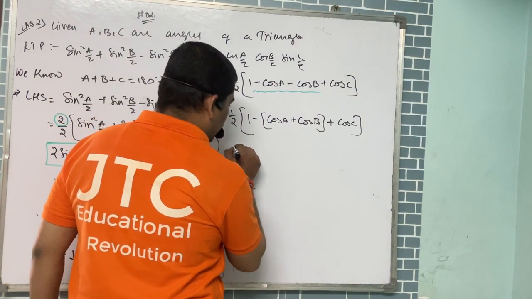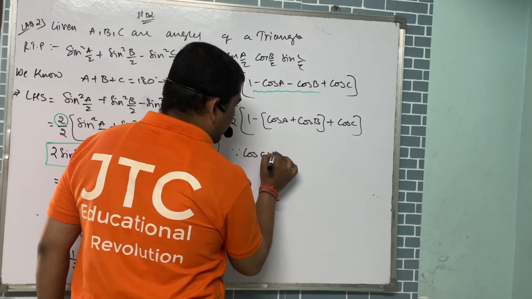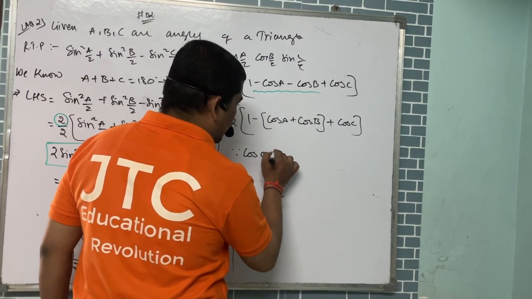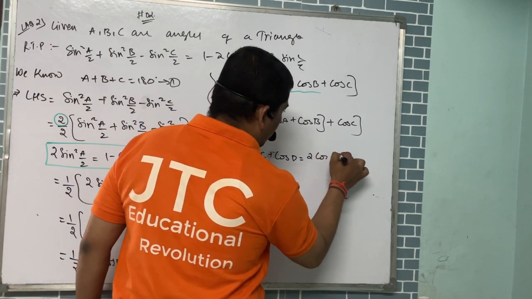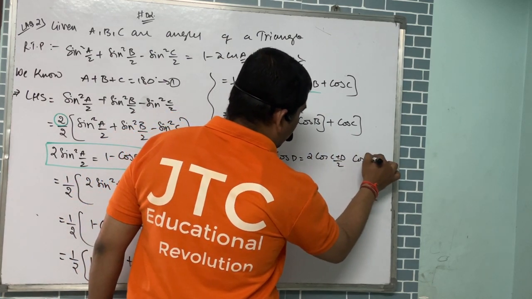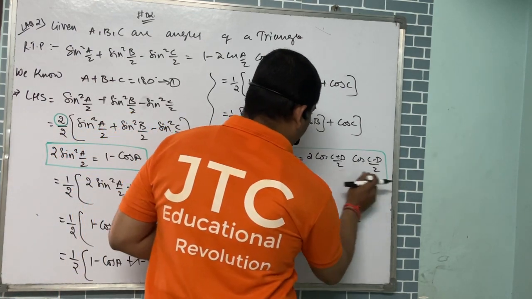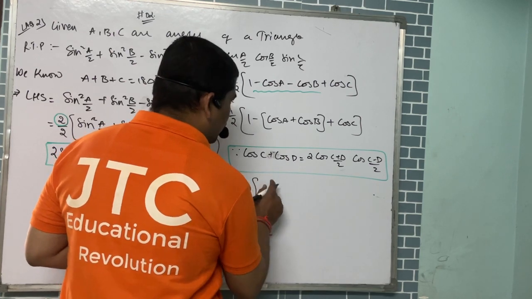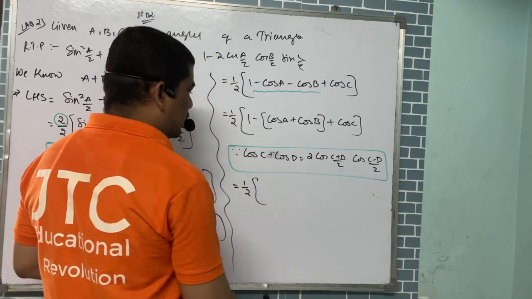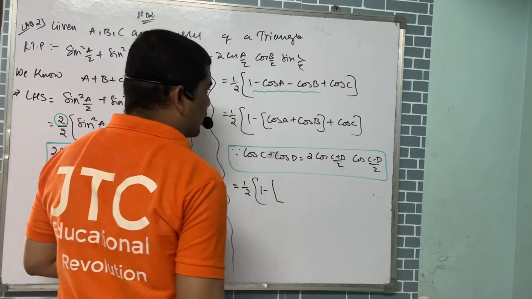Now it is in the form cos C plus cos D. What is the formula? 2 cos (C plus D) by 2, cos (C minus D) by 2. This is the formula for cos C plus cos D. For that I can write 1 by 2, 2 cos (C plus D) by 2. Here 1 as it is. Inside the bracket I should do these changes.